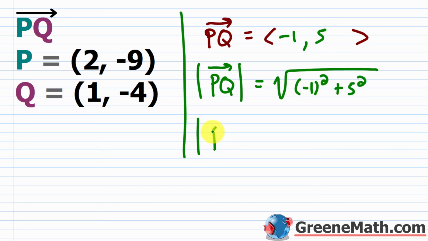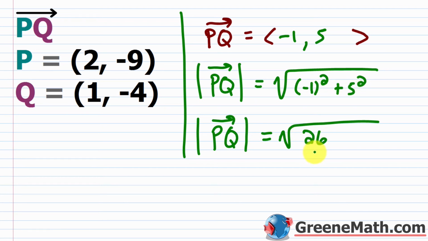Okay, so the magnitude of PQ is going to be the square root of negative 1 squared, which is 1, plus 5 squared, which is 25, so this is 26. So it's just the square root of 26. Now, if you wanted to use these points, you could plug into the traditional distance formula. I'm just going to label this as the magnitude of PQ. I'll show you it's the same.